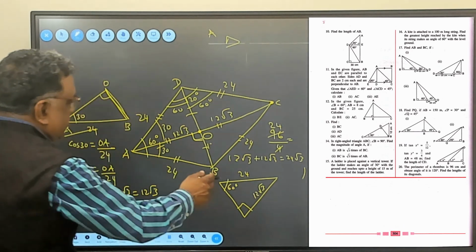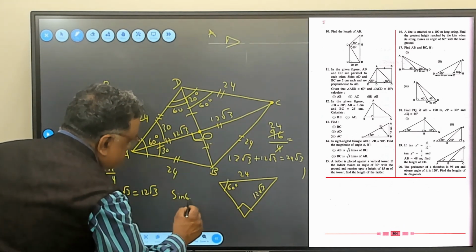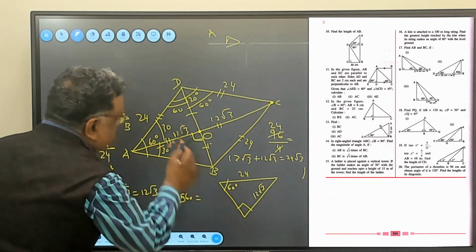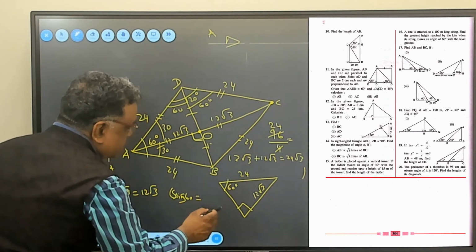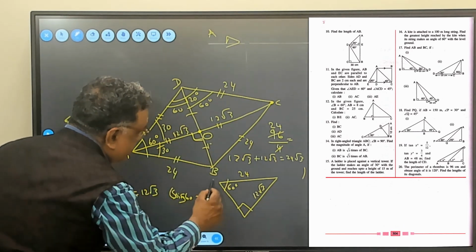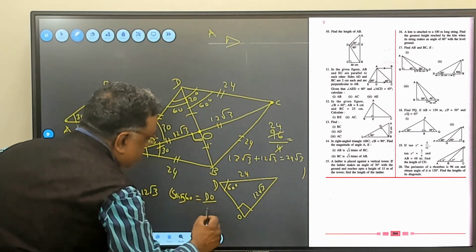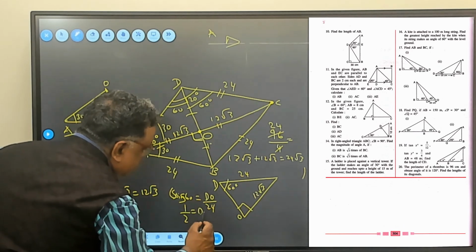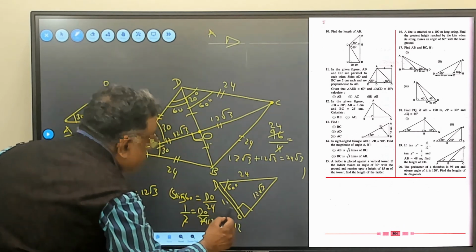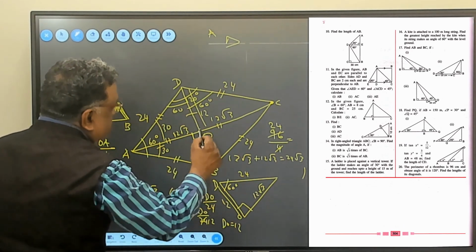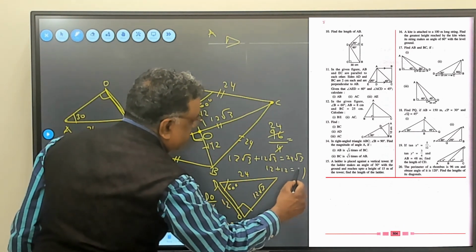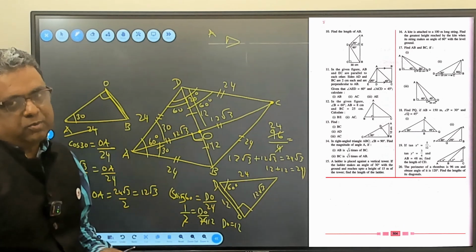So I can again use here sine 60, or I will use cos 60, because I need to find the length of this diagonal, right? So cos 60 is adjacent upon hypotenuse. So adjacent is DO upon 24. Cos 60 is half, which is DO upon 24. Cut 12, DO becomes 12. So this length becomes 12, which means this becomes 12. Now this and this is equal, so this is also 12. So length of BD is 12 plus 12, which is 24. So the lengths of the two diagonals are 24 root 3 and 24.